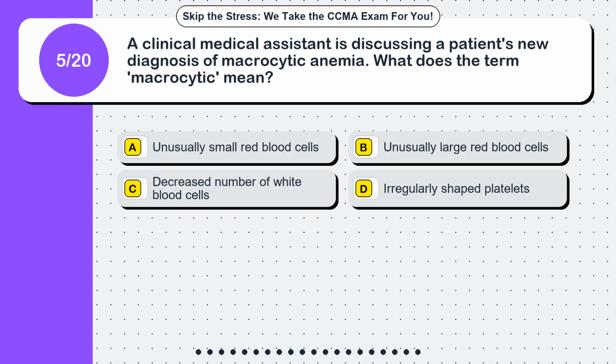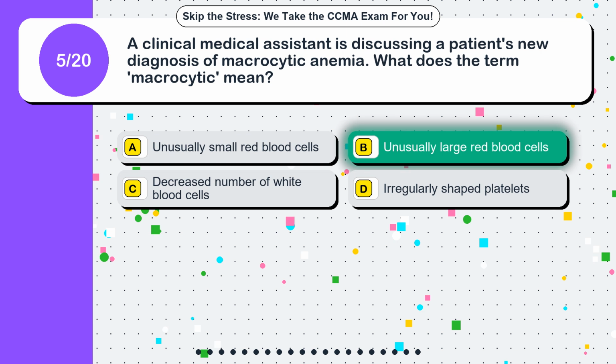Question 5. A clinical medical assistant is discussing a patient's new diagnosis of macrocytic anemia. What does the term macrocytic mean? Option A, unusually small red blood cells. Option B, unusually large red blood cells. Option C, decreased number of white blood cells. Option D, irregularly shaped platelets. The correct answer is option B, unusually large red blood cells.